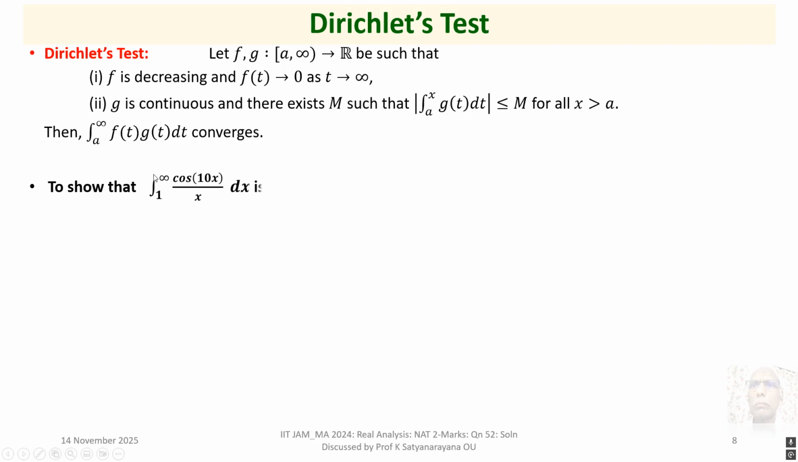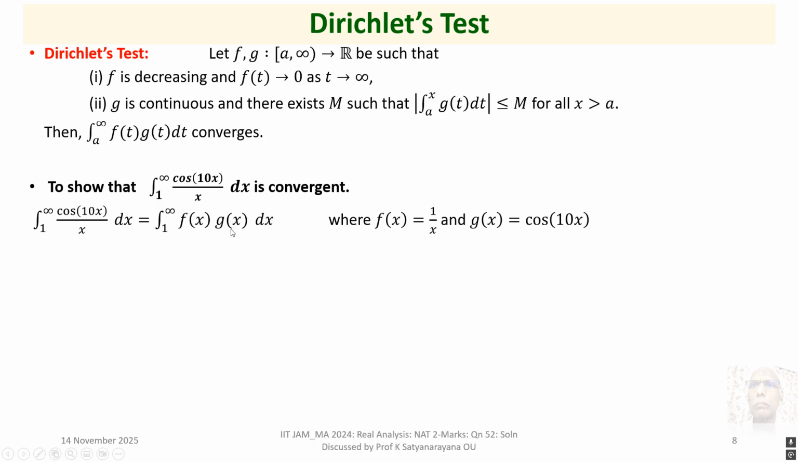Now we will show that the integral 1 to infinity cos 10x by x with respect to x is convergent. The given integral is written as integral 1 to infinity f of x multiplied by g of x with respect to x, where f of x is 1 by x and g of x is cos 10x. First condition: f of x is 1 by x, which is decreasing in 1 to infinity. Yes, it is decreasing. And f of x equal to 1 by x tends to 0 as x tends to infinity. So the first condition is satisfied.